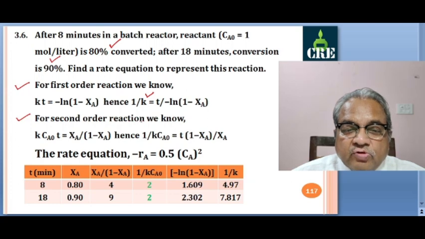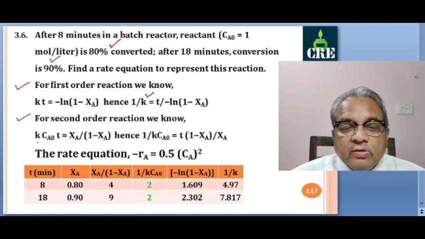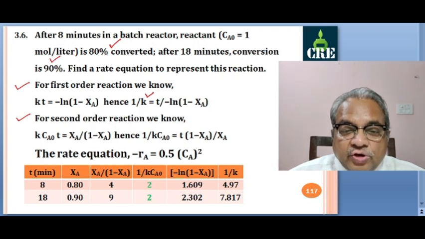If not, you can test it for second order. Second order is kCA0t is equal to XA by 1 minus XA. This integrated form we know. So you can write 1 by kCA0 as t into 1 minus XA by XA.